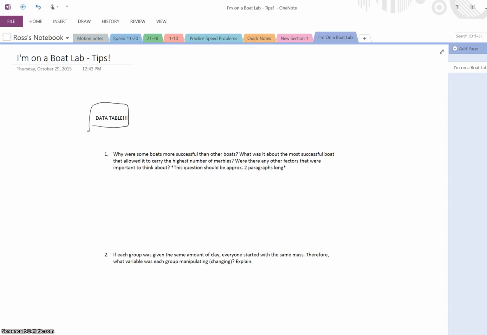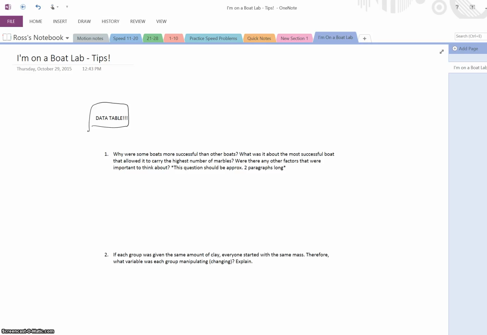Your data table that we created in class, where we were recording how many marbles each boat could hold. Make sure that data table is organized. Okay? If you just jotted down information during class, you should redo your data table. I would suggest typing it because typing always makes sure that it's neat, it's in lines, it's organized. But for this, if you want to keep a handwritten data table, that is okay so long as it is neat. If it is not neat, it will lose points.